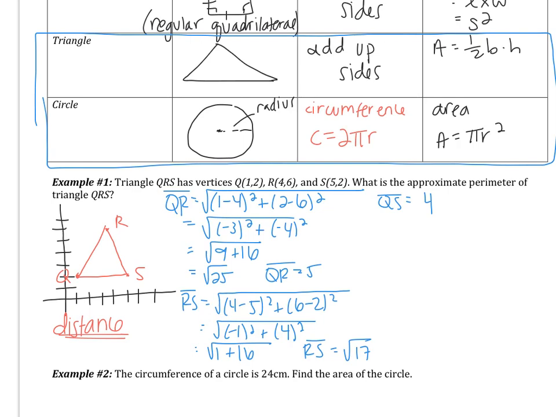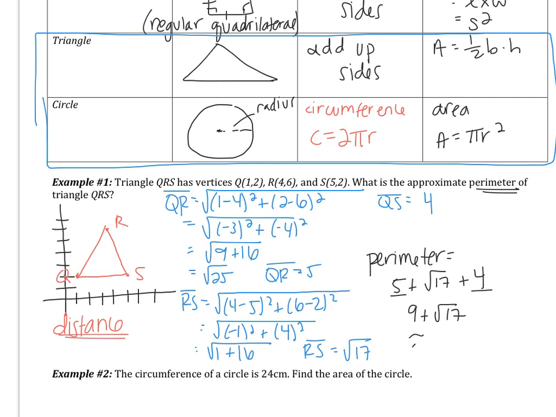Now it says, what is the approximate perimeter? So we still have to answer the question. In order to find the perimeter, we have to add up the sides. So I have my side of 5, I have my side of root 17, and I have my side of 4. Now, 5 and 4 are like terms, so that becomes 9 plus root 17. Root 17 is not a like term, so do not add it with the 9.